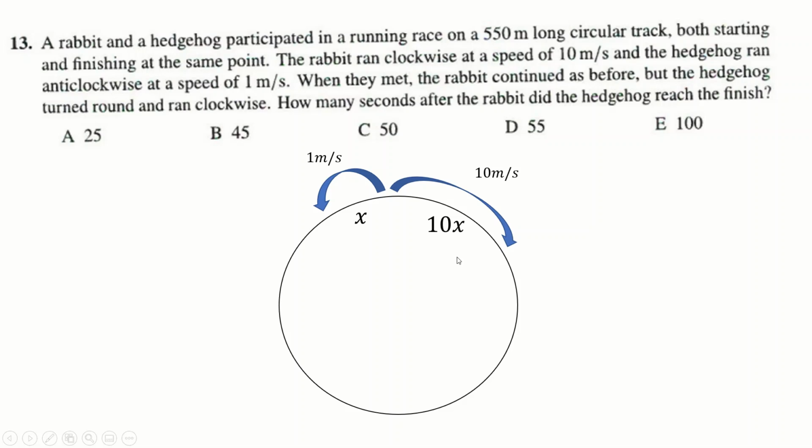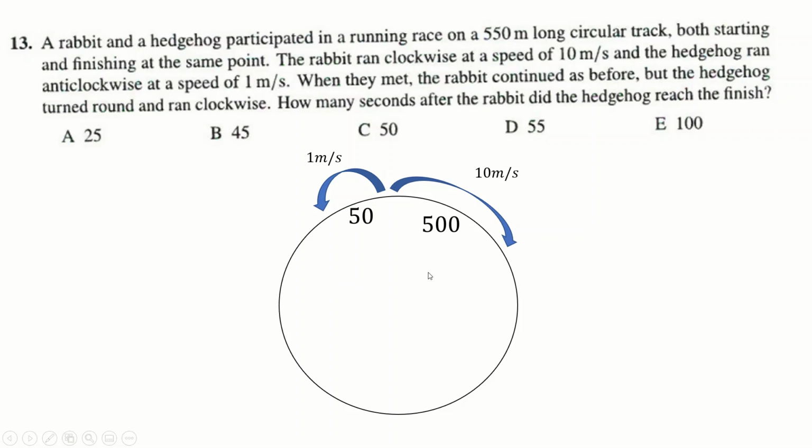Okay, so now when they meet, that means this one has gone around somewhere here, and this one's gone all the way around here. But essentially we can say this distance, 10x, plus this distance x, must just be 550, right? Because for some value of x, this extends out this way, and this extends out this way to the point where they meet, and the distance in total is the whole circle, 550. Of course, we can solve this, and we can find x is 50. So the rabbit has traveled 500 meters around, and the hedgehog has traveled 50 the other way, and then they meet.